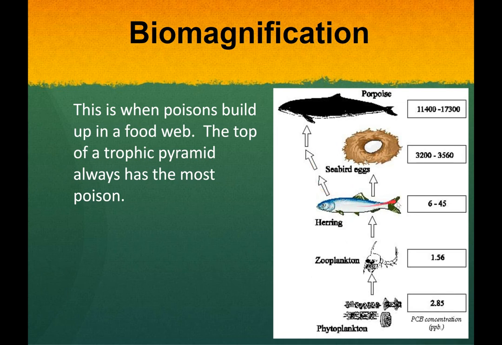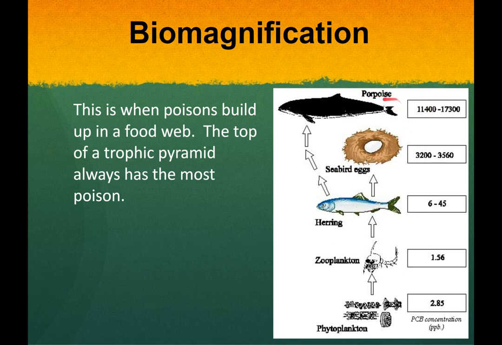So even though the herring only had 6 parts per billion, meaning out of a billion molecules, 6 of them contain the poison, right? That doesn't seem like a lot. But again, the porpoise is eating dozens of herring every day.